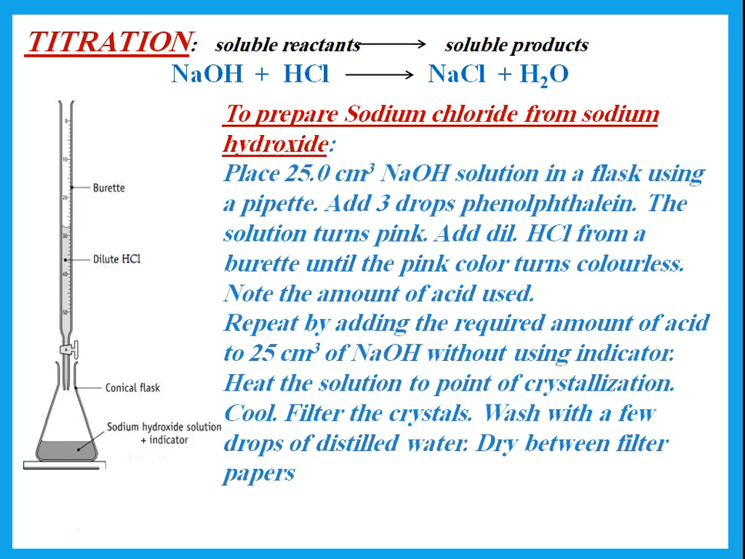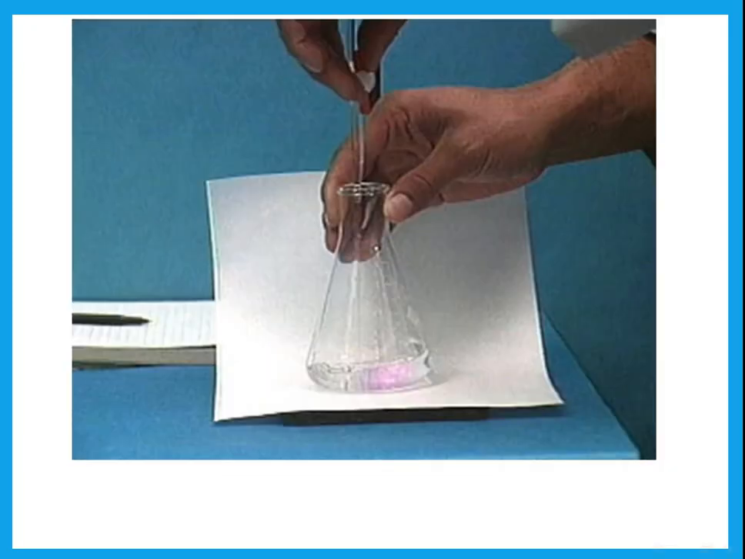I heat the solution to the point of crystallization, cool, this will form crystals. Then I need to filter the crystals from the solution, wash the crystals with a few drops of distilled water, and dry between filter papers. Remember that in any of our experiments, when we want to dry the crystals, we dry them between filter papers. We do not put them, for example, in an oven or things like that, to avoid breaking up of the crystals. Okay? So this is how we do the titration. We had the flask and we added until the pink color just disappears or forms a colorless solution.